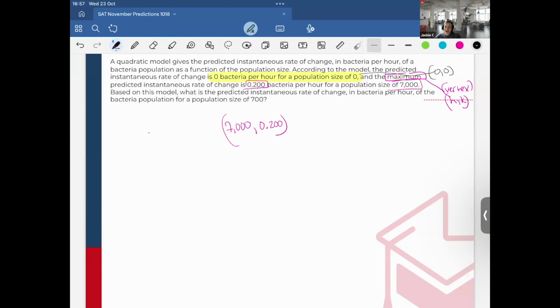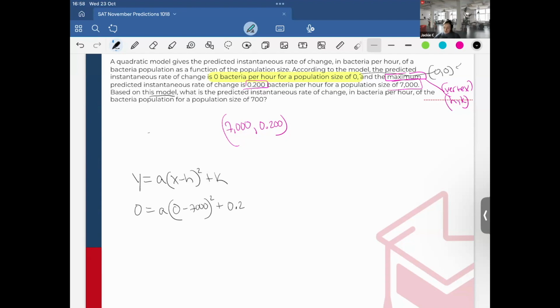Okay, so whenever I'm given vertex form, it's y equals a(x minus h) squared plus k. This is vertex form. And I can always derive the equation of the quadratic if I have the vertex and I also have another pair of coordinates. And that's exactly what I'm going to do to get the quadratic model. So for x and y, I'm going to put in 0. My h value we established is 7,000. And my k value is 0.2. Not sure why they put those extra zeros in.